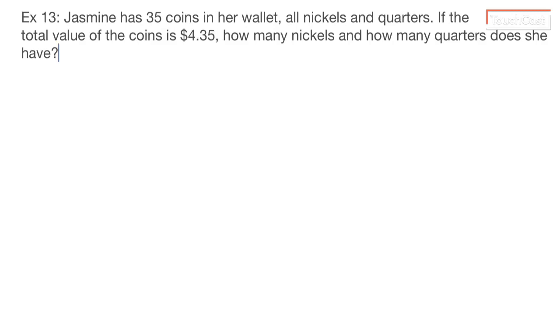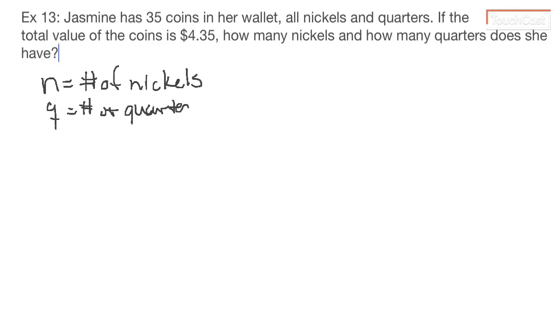So I'm going to start by giving some variables. I'm going to let n equal the number of nickels, and I'm going to let q equal the number of quarters. Now, I have to set up a system of equations. What we know is that she has a total of 35 coins. So if we take the number of nickels plus the number of quarters, that has to equal 35.